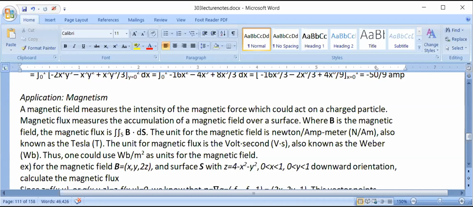Okay, so let's do an example of a flux integral for magnetism. For the magnetic field B, we're taking our field to be x comma y comma 2z, and our surface S, we're going to say z equals 4 minus x squared minus y squared, with bounds x goes from 0 to 1 and y goes from 0 to 1. With the downward orientation, let's calculate the magnetic flux.